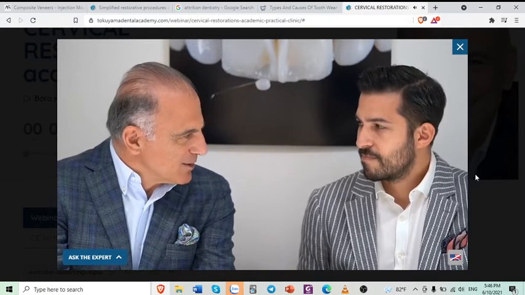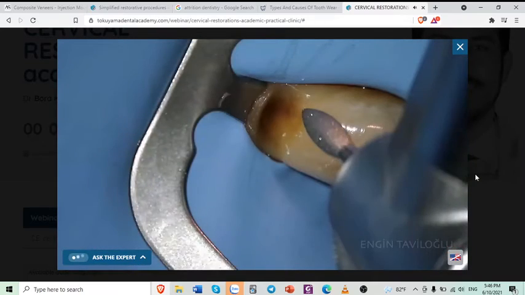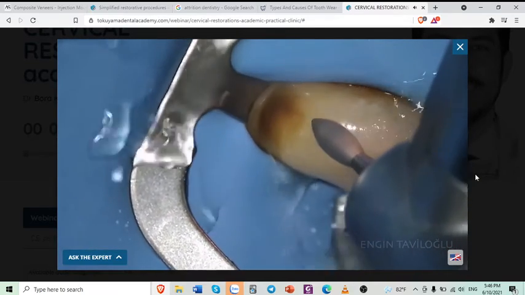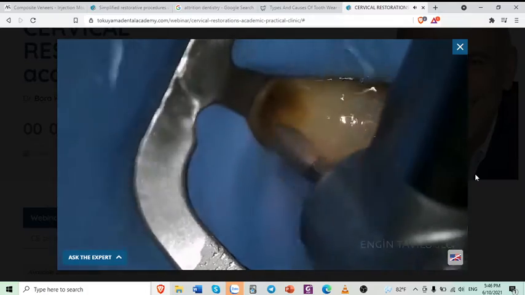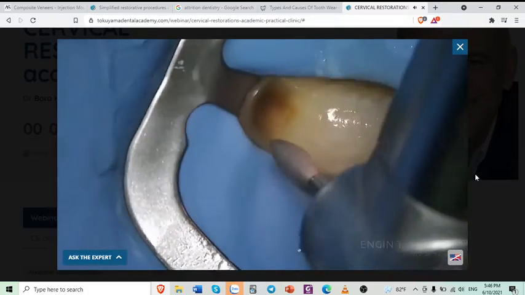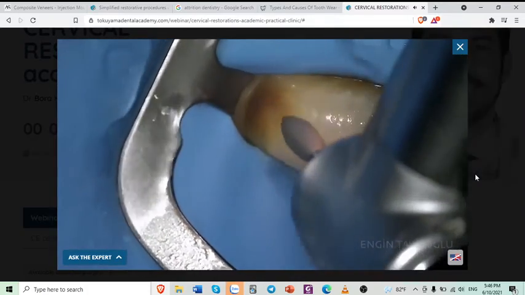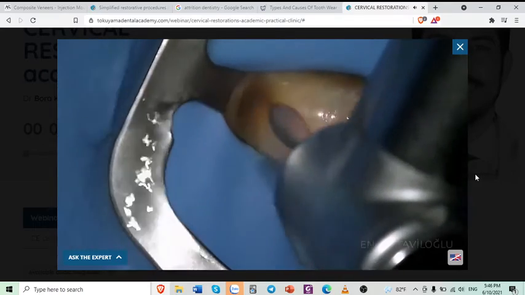Two things. Two options. Either you simply leave and you abandon the treatment, or you go directly to the rubber dam. Okay, let's go to the rubber dam. This is the restoration I did using a rubber dam.